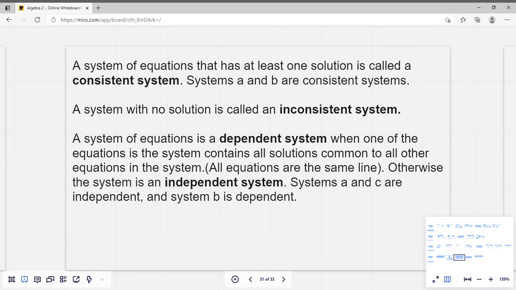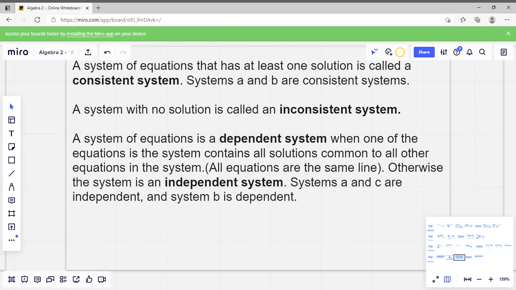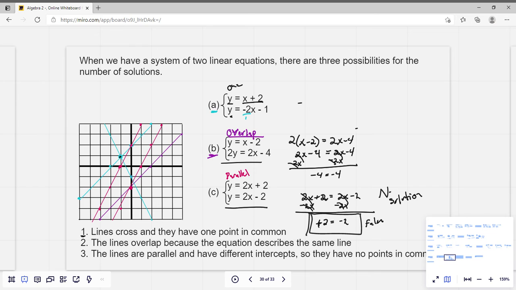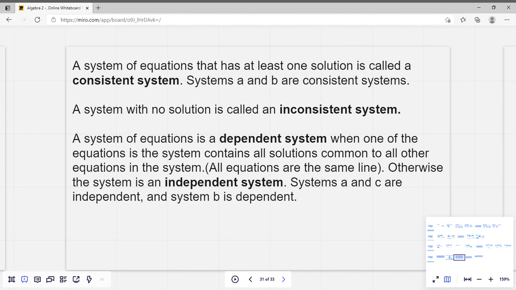All right, a system of equations that has at least one solution is called a consistent system. So that's going to be systems A and B. If we go back and look at those, that's going to be our blue lines. Okay, they cross and they have one spot. And the ones that overlap are on top of each other. A system with no solution is called inconsistent. That's going to be your parallel lines.